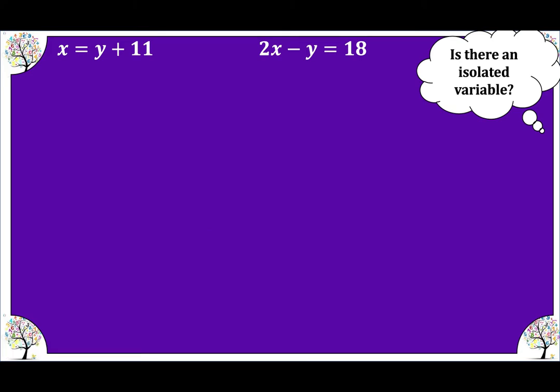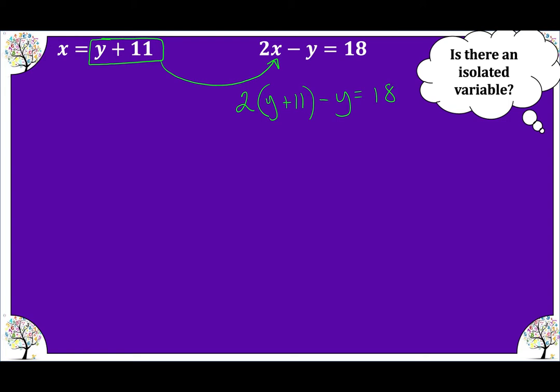Do we have an isolated variable in this system? We do. So this one's going to look a little different, but the process is the same. We have an isolated variable of x. X equals y plus 11. So I'm going to replace x with y plus 11. So we have to use parentheses. So it's 2 times x. X is y plus 11 minus y equals 18.